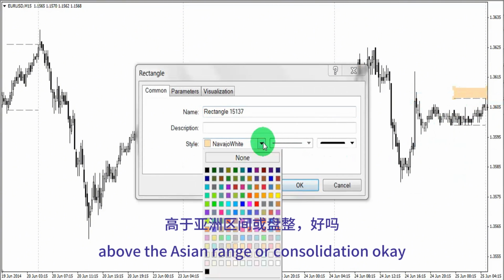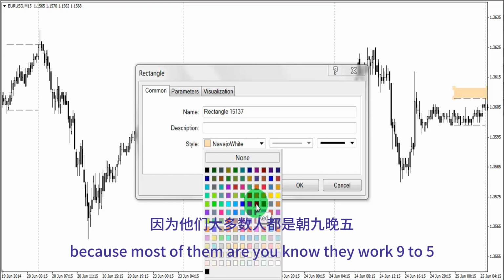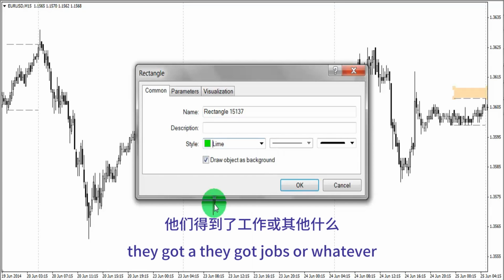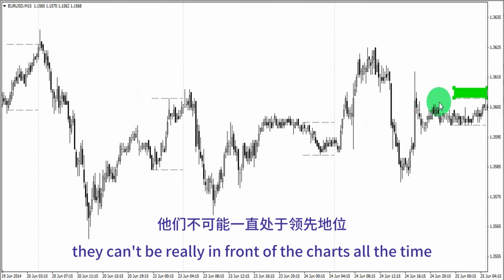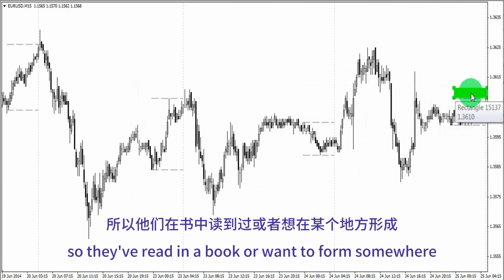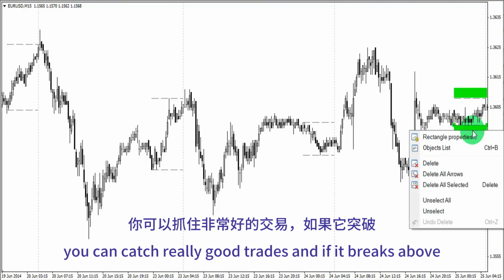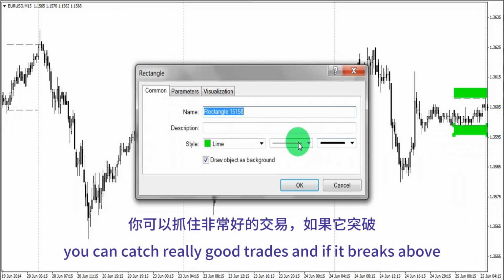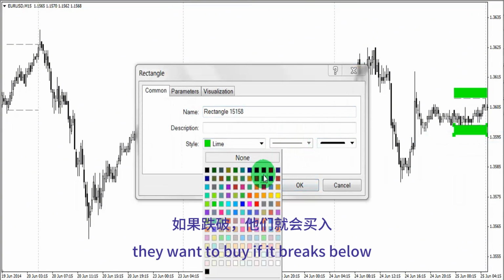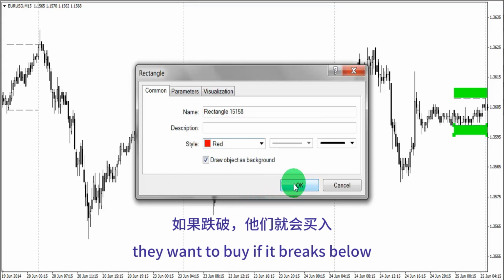Above the Asian range or consolidation, because most of them work 9 to 5, they've got jobs or whatever. They can't really be in front of the charts all the time. So they've read in a book or on a forum somewhere that if you do these types of things, you can catch really good trades. If it breaks above, they want to buy. If it breaks below, they want to sell.